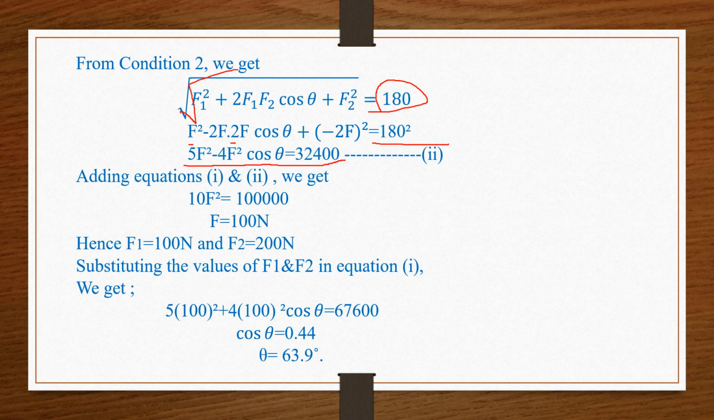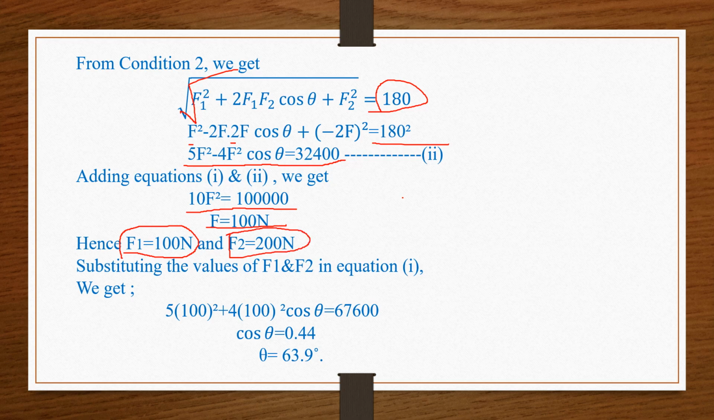Now adding equations 1 and 2. Equation 1 is 5F square plus 4F square cos theta equals 67,600, and equation 2 is 5F square minus 4F square cos theta equals 32,400. Then we get the final equation 10F square equals 1 lakh, so F equals 100 newtons. F1, the smaller force, is assumed as F, so F1 equals 100 newtons and F2 equals 200 newtons.